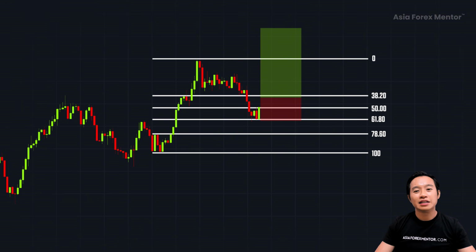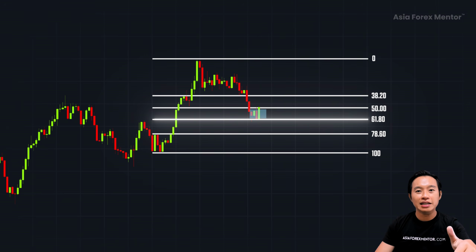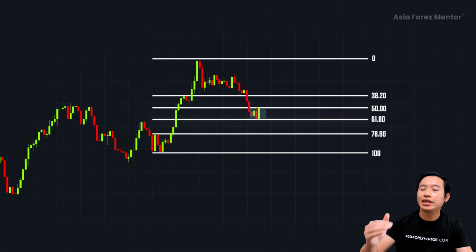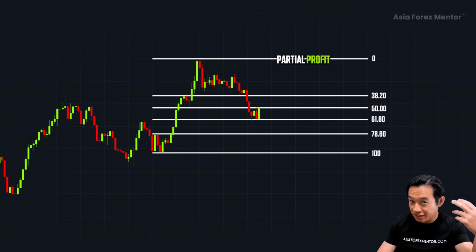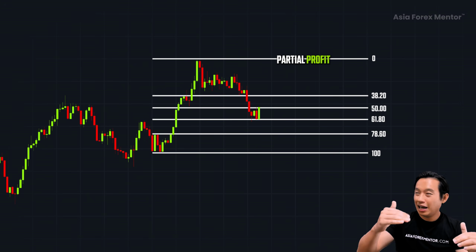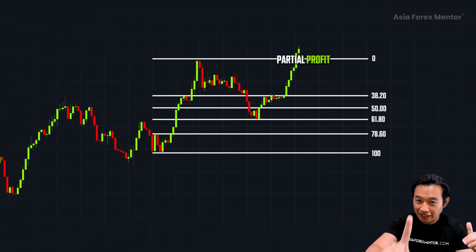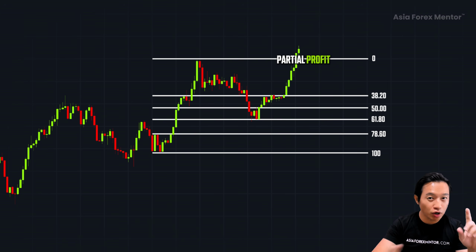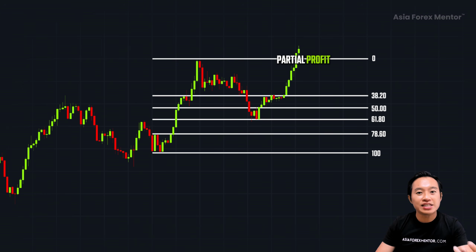Now, let's say in this example, price bounced cleanly from the 61.8% level, right? And then like what we talked about earlier, we take partial profit at the 0% level, right? So what? That locks in your gains, right? But it doesn't end the trade yet, because why? We only take partial profit, and you let the rest of it run if the momentum is still strong itself.